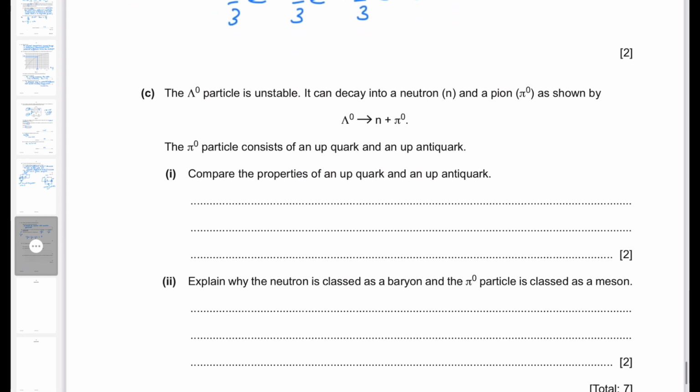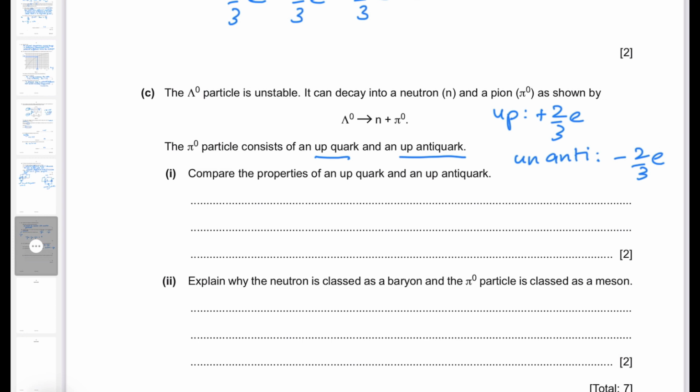The lambda particle is unstable. It can decay into a neutron and a pion as shown by the equation. The pion particle consists of an up quark and an up antiquark. One, compare the properties of up quark and an up antiquark. So quarks are fundamental particles, which means up quark and an up antiquark are both fundamental particles. However, they would have opposite signs of charge, whereas they would have the same magnitudes of charge. So up quark would be plus 2/3 and up antiquark would be negative 2/3. They would also have the same mass.